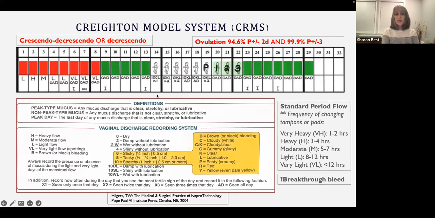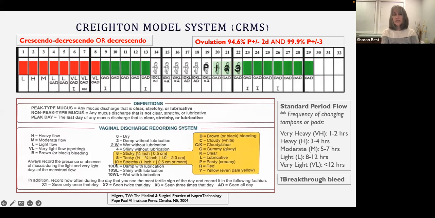So she will be taught in a very detailed and nuanced fashion how to document what she's seeing. So without belaboring this, we have something called the vaginal discharge recording system, and she will be taught all of this detail here. We'll just take a look at what's in yellow. So for instance, if she sees a mucus discharge that she can stretch up to 1/4 inch, she's going to document a 6. If that mucus stretches between 1/2 and 3/4 inch, she'll document an 8.